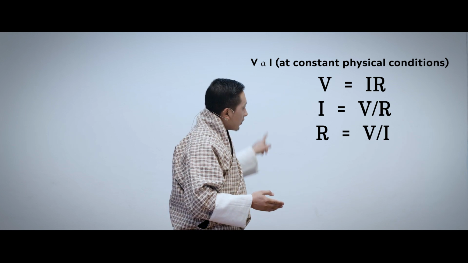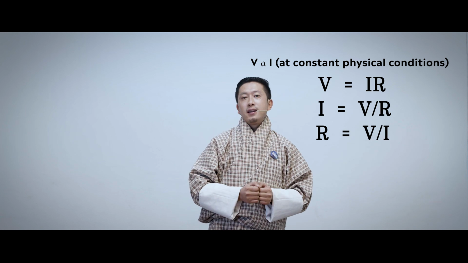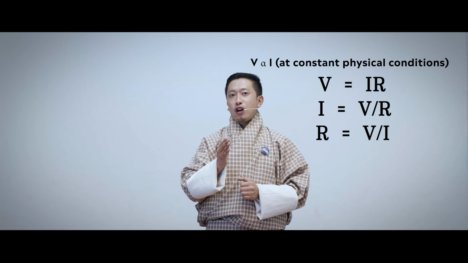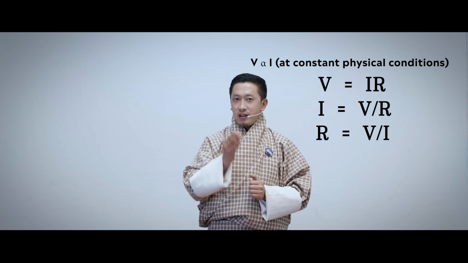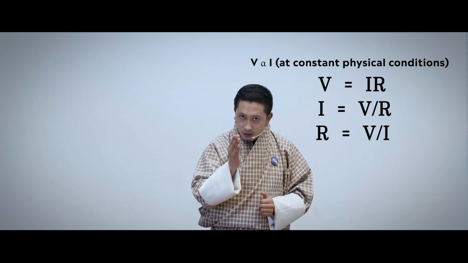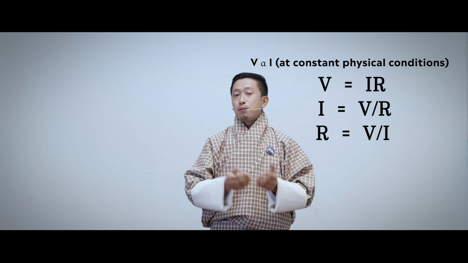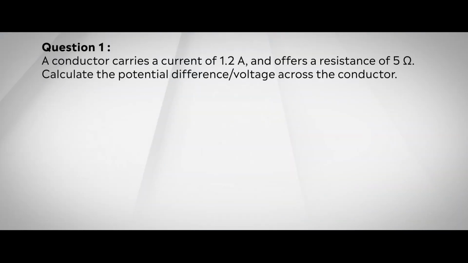So these are three important mathematical formulas that will be useful to you to solve some problems related to Ohm's law. Hope you are clear with these three formulas. If you are clear, let's look at some problems. Some problems related to Ohm's law are: number 1. A conductor carries a current of 1.2 amperes and offers a resistance of 5 ohms. Calculate the potential difference or voltage across the conductor.